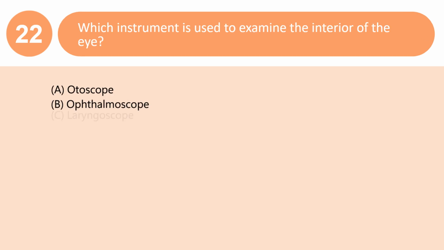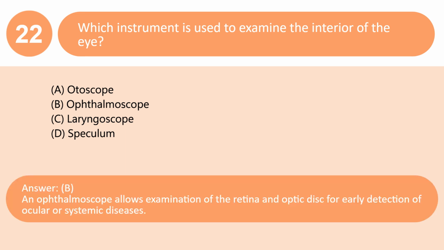Which instrument is used to examine the interior of the eye? A. Otoscope. B. Ophthalmoscope. C. Laryngoscope. D. Speculum. Answer: B. An ophthalmoscope allows examination of the retina and optic disc for early detection of ocular or systemic diseases.